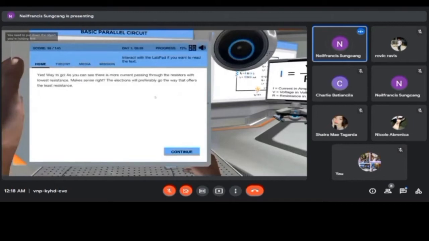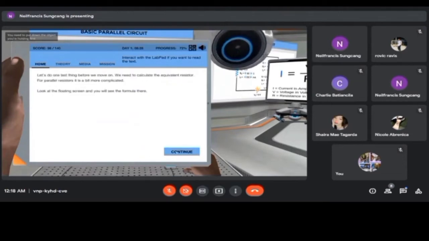Yes, way to go. As you can see, there is more current passing through the resistors with lowest resistance. Makes sense, right? The electrons will preferably go the way that offers the least resistance. Let's do one last thing before we move on. We need to calculate the equivalent resistor. For parallel resistors, it is a bit more complicated. Look at the floating screen and you will see the formula there.